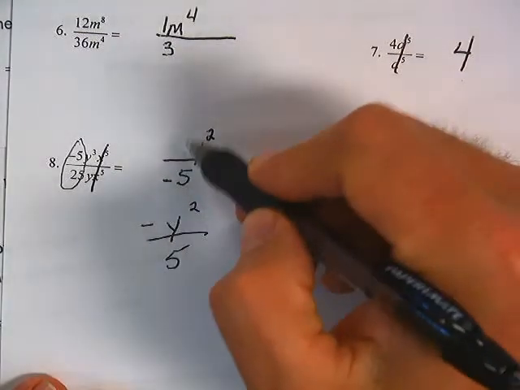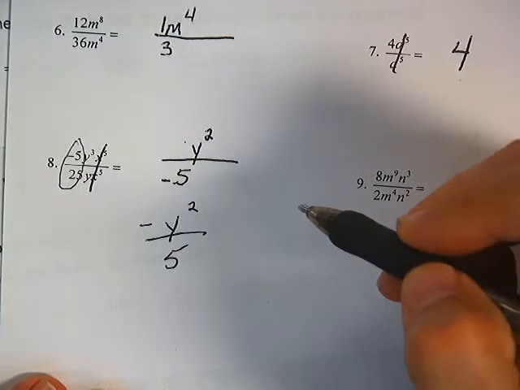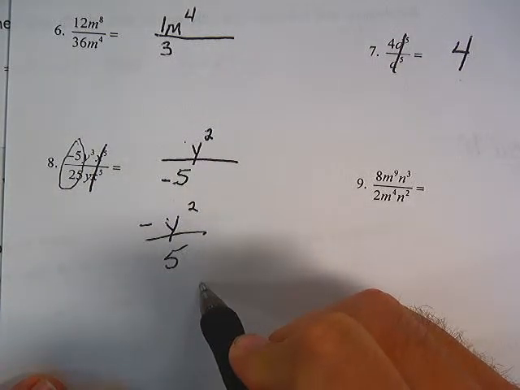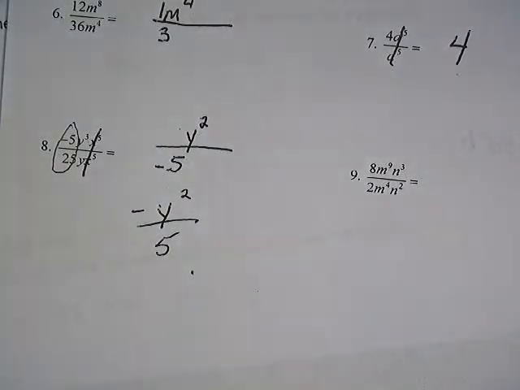Okay, look up here. What's a positive divided by a negative? A negative. What is a negative divided by a positive? A negative. So is that the same thing? Okay, so it doesn't matter where you put the negative, but if you put a negative on both the top and the bottom, what's a negative divided by a negative? A positive. So that would be incorrect.